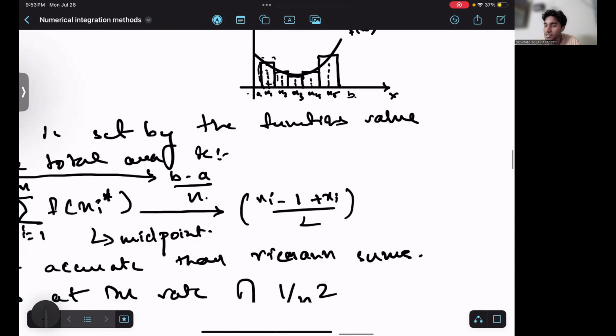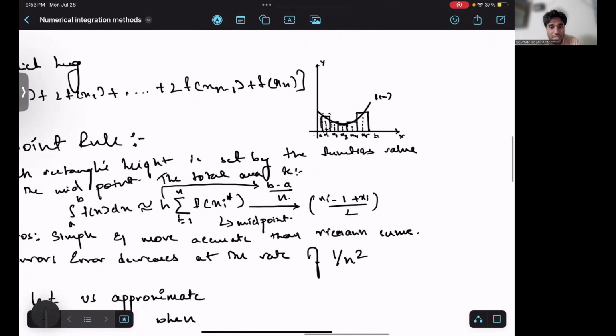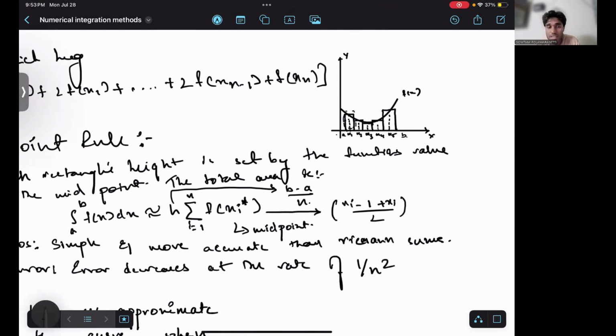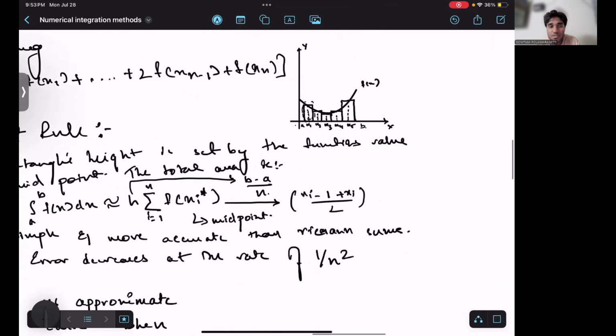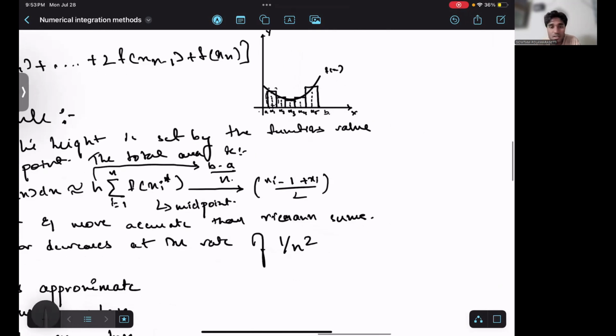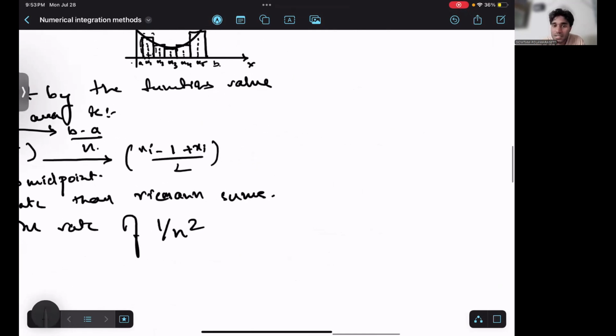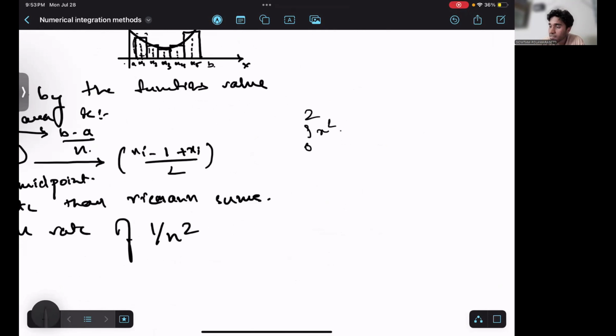The formula for the midpoint rule is: for the integral of f of x dx with limits a to b, the approximate value is equal to h into the summation of f of xi star from i equals 1 to n. Here xi star will be equal to x of i minus 1 plus x of i, divided by 2. And h will be b minus a by n. So first, suppose we have to approximate this function on n is equal to 2.